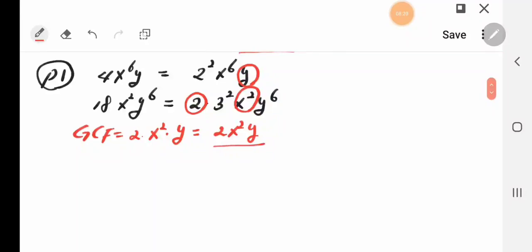Okay, for the numbers, look at 4 and 18. 4 cannot divide 18, so 4 is not a common factor. And 2 is a common factor that divides both numbers, and 2 is the largest such number. So 2 is the common factor. So the common factor always comes from the smaller number. Between 4 and 18, the smaller number is 4, so the common factor comes from 4.